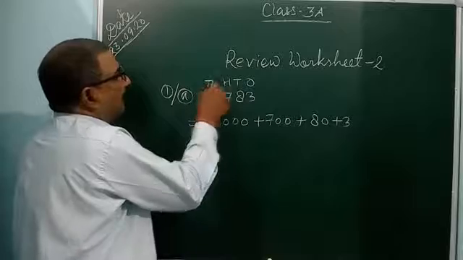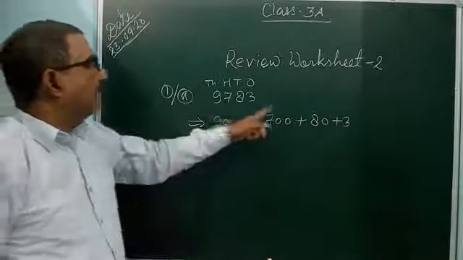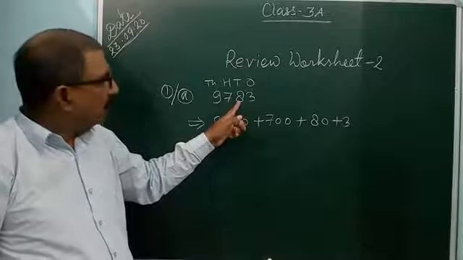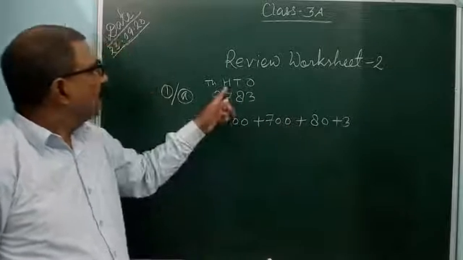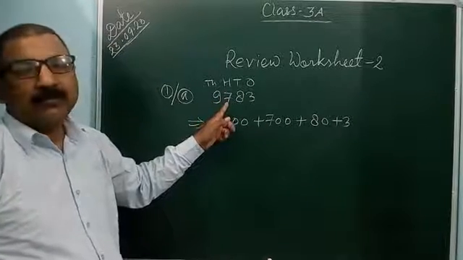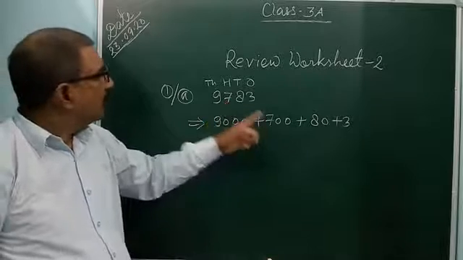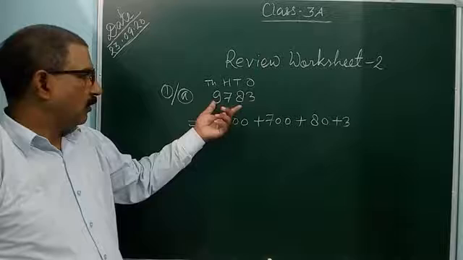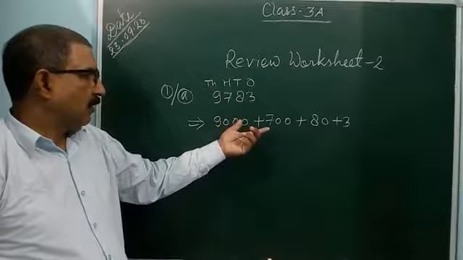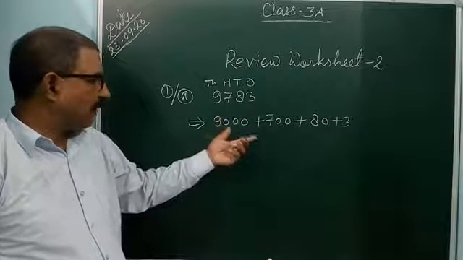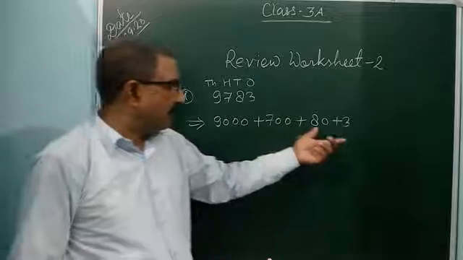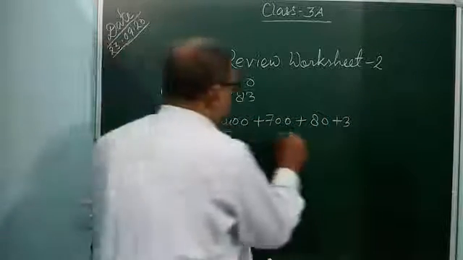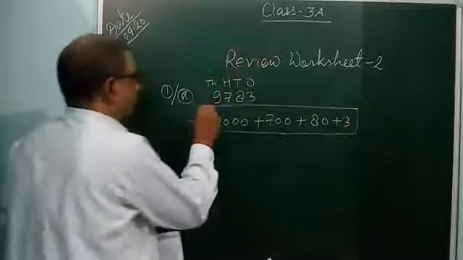How? Ones, tens, hundred and thousand. You can see at ones place 3 only, tens place 8 into 10 means 80, hundred place 7 into 100 means 700, and thousand place 9 into 1000 means 9000. So you can understand like this, and you can write the expanded form 9780 plus 3. This is the expanded form, and you can fill this as expanded form.